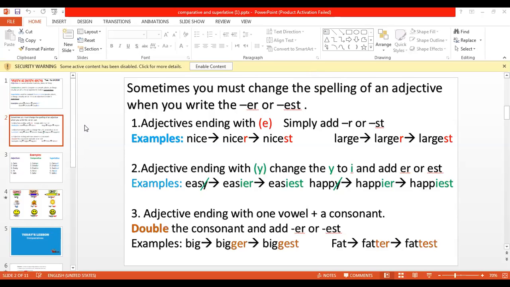So a comparative compares between two things and we add ER. Superlative compares between more than two things and we add EST.